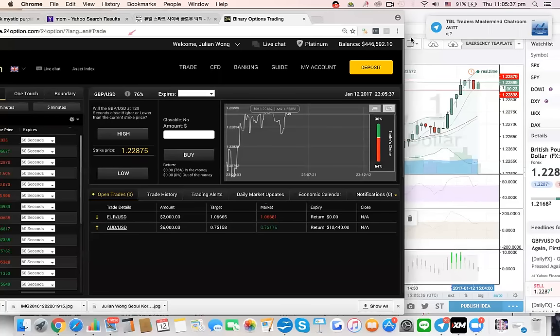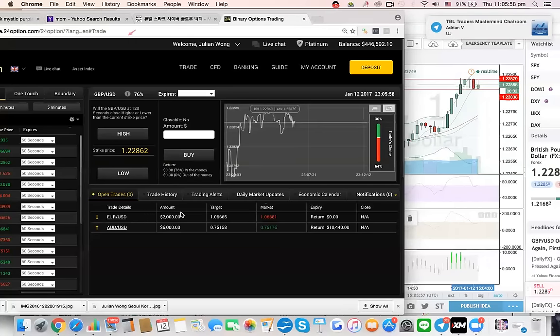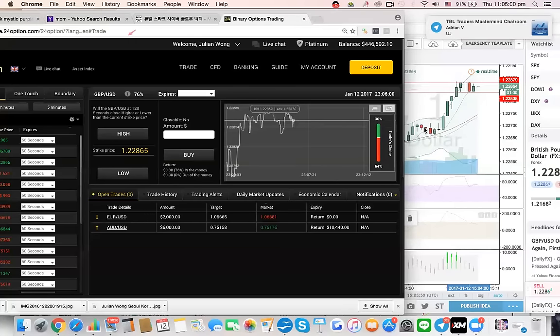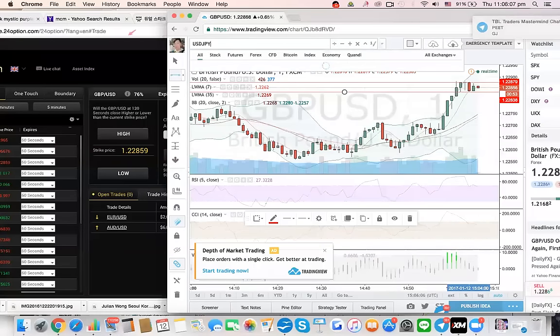Let's do this one. This is going to be another good case study. Pound USD. Close above call, close beneath put. But looking at the CCI, looking like it's going to be a put instead. Okay, let's see if we can find a better opportunity. But I definitely want to do this GU trade.